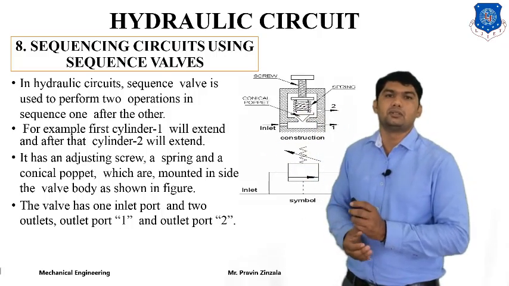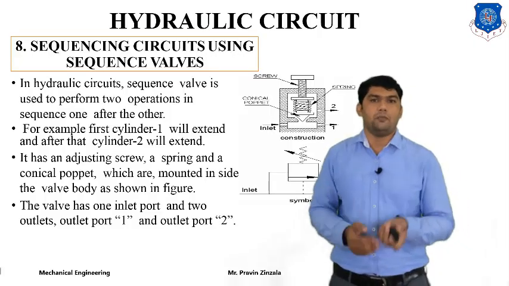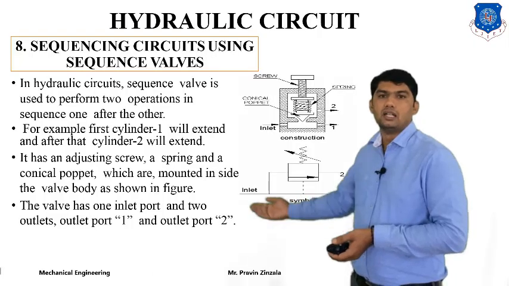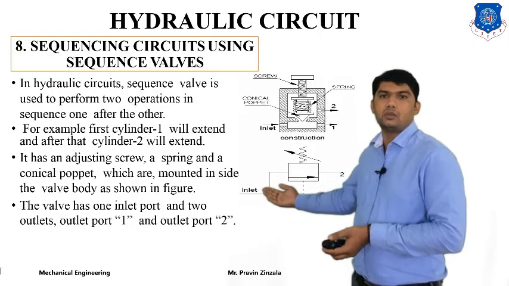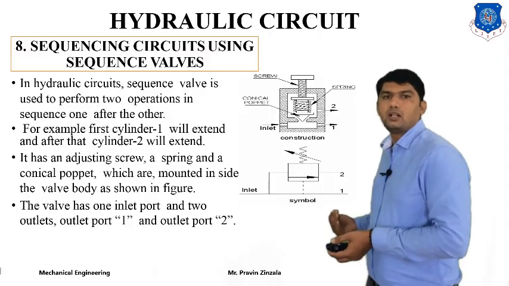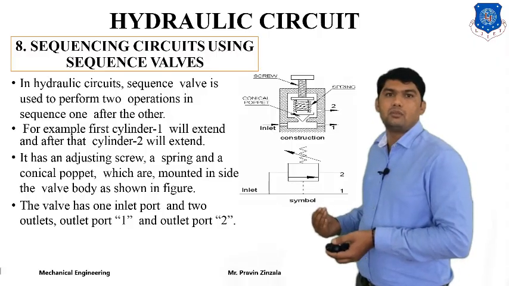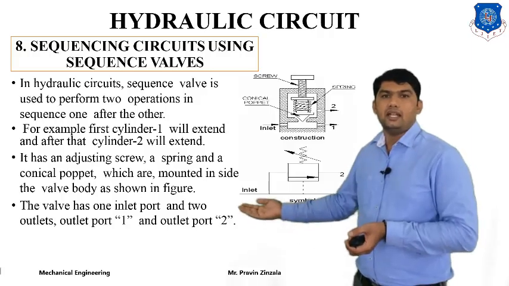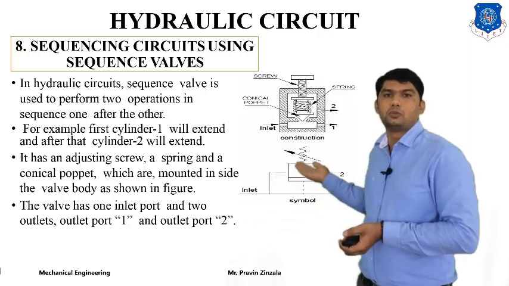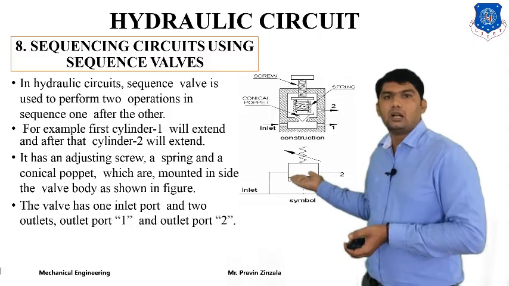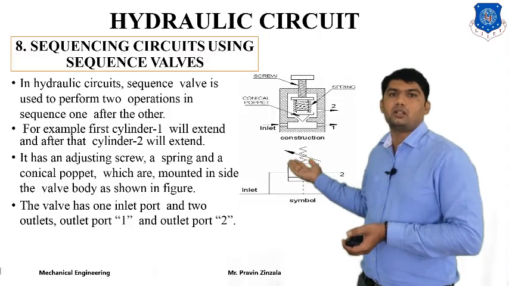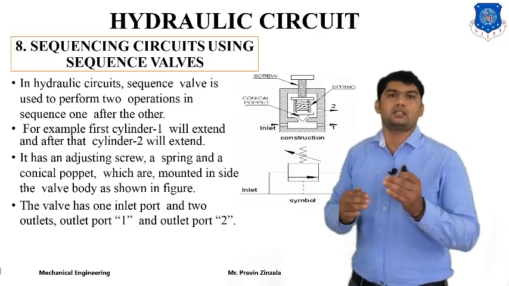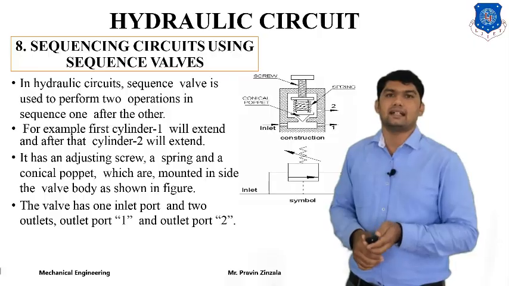So it's called a sequence valve, which means we can operate operations in sequence. This is the symbol of the sequence valve. This is the inlet, which will be connected to the pump and directly supplied to the first cylinder. Whenever the first cylinder extends, the inlet fluid pressure increases and automatically shifts the spool. This is the spool, and our valve will be in operating condition and fluid will pass to the second cylinder. So we can operate the first cylinder, and then the second cylinder.